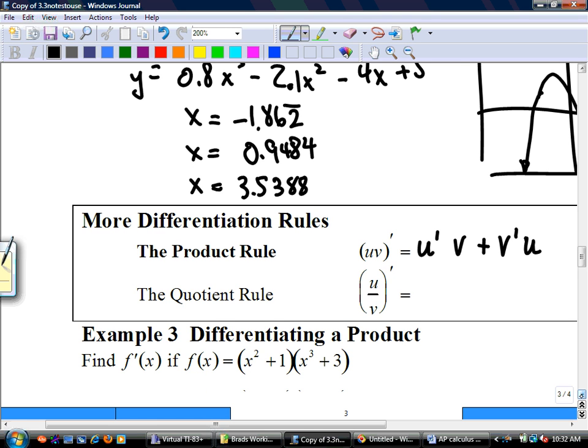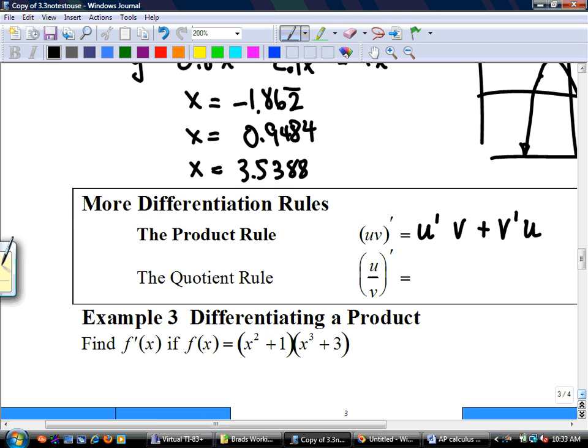The quotient rule. The quotient rule, the derivative of the top function times the bottom function minus the derivative of the bottom function times the top function all over the bottom squared.